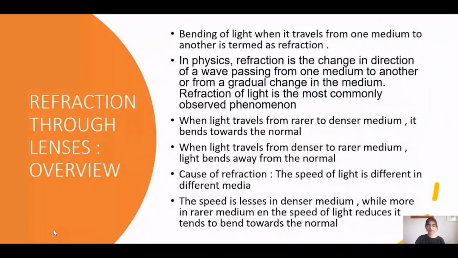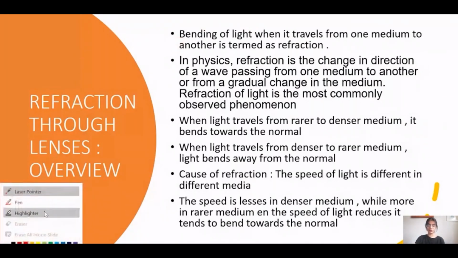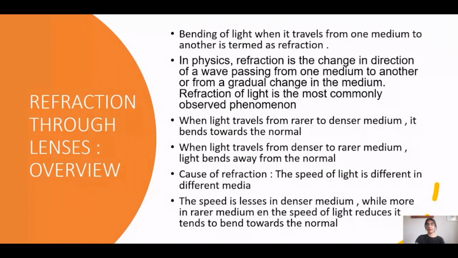So now, refraction through curved surfaces or through lenses, I am giving you an overview. Bending of light when it travels from one medium to another is termed as refraction. One more thing before we study this entire chapter, you have to remember that light has dual nature. Till now we have been studying that light travels in straight lines, and that after it travels from one medium to another, it is changing its direction.